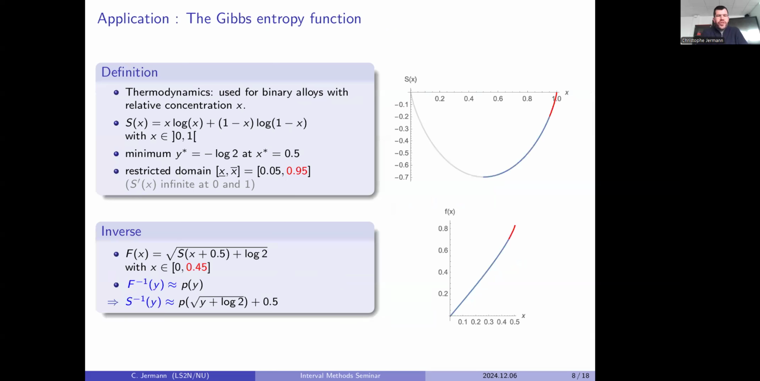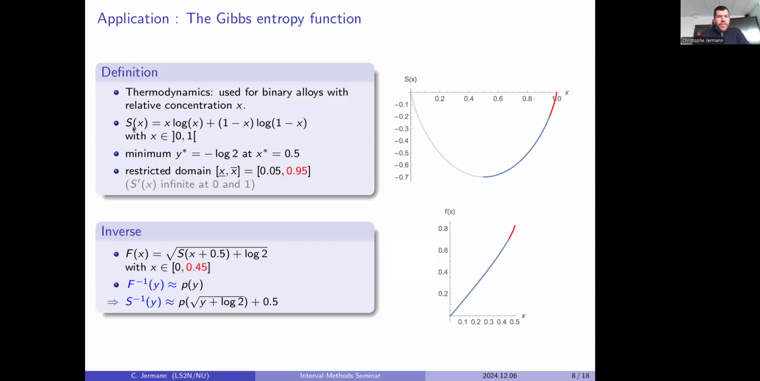Let me go back to this function I talked about in the introduction. This function is called the Gibbs entropy function. It is linked to the entropy function by Shannon, and it is used in thermodynamics, for instance, to compute the binary relative energies of components in binary alloys, depending on their relative concentrations. So x and 1 minus x in this case represent the relative concentrations, whereas the logarithms and the form of the expression represent the entropy in the system depending on the relative concentration.